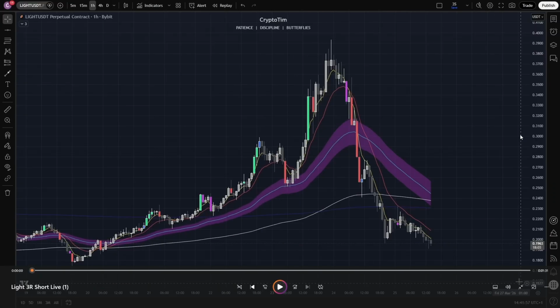Alright, so now for the actual analysis part of the video. We're here on the Light USDT chart on the 1 hour time frame. We do see they had a nice push up, but then they did have a very aggressive drop. So we can see we're kind of bleeding out here, so I'm trying to see if I can get some of the crumbs that they leave behind here.